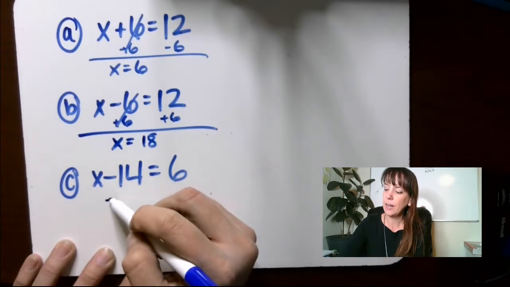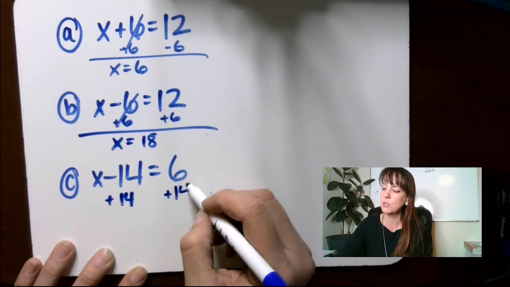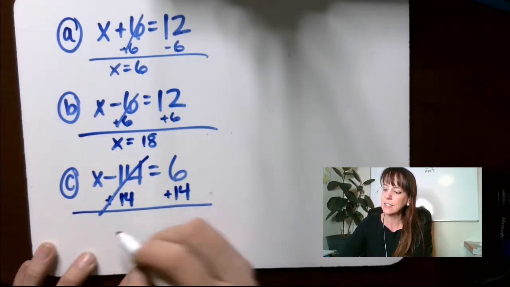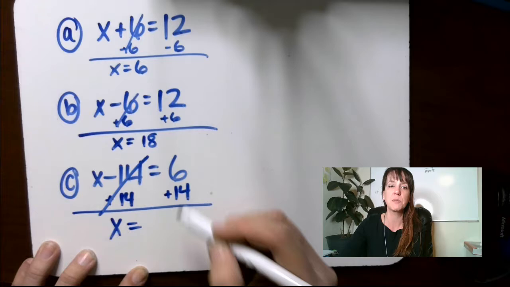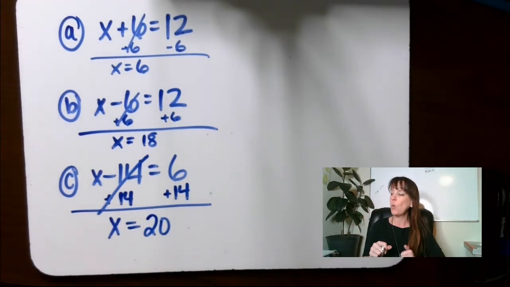All right, over here I have plus 14 because that's the opposite of negative 14. What I do to one side, I must do to the other. These guys cancel out. I get x equals 6 plus 14 gives me 20. There are your answers. If you have any questions, let me know.